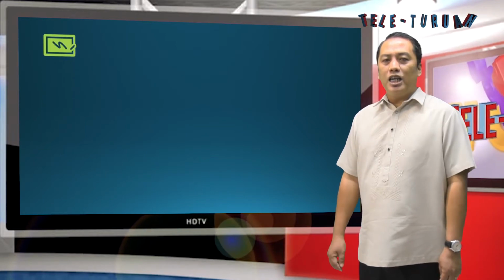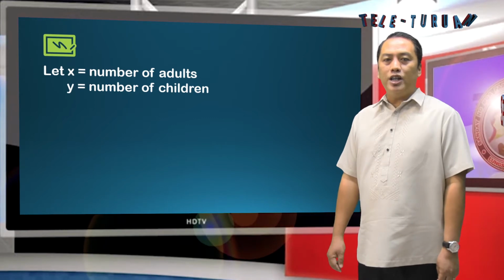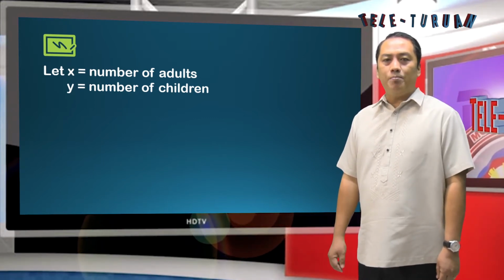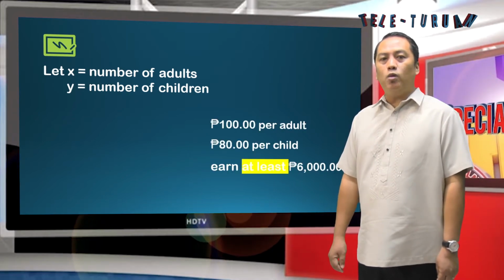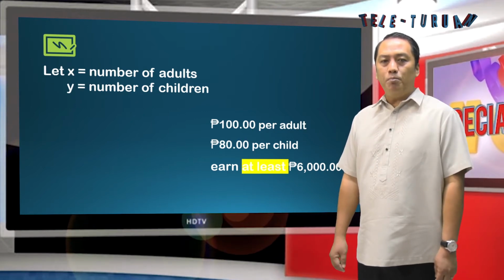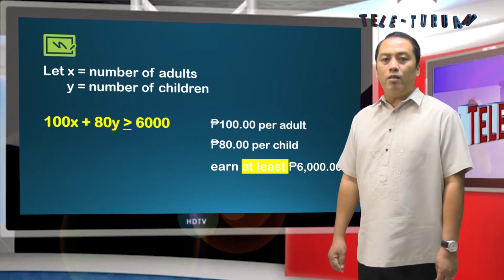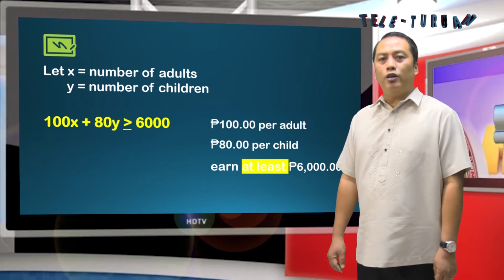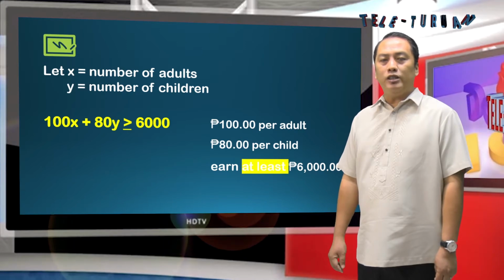Translate and write. If we let x be the number of adults entering the resort and y the number of children entering the resort, we can now write the inequality. Since the entrance fee is 100 pesos per adult, that would translate to 100x. And for children, that is 80y. The symbol for "at least" is greater than or equal to. So the resulting inequality is 100x plus 80y is greater than or equal to 6,000. Now we have written the inequality representing the condition in the problem.